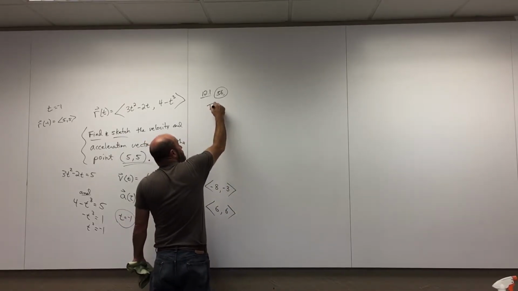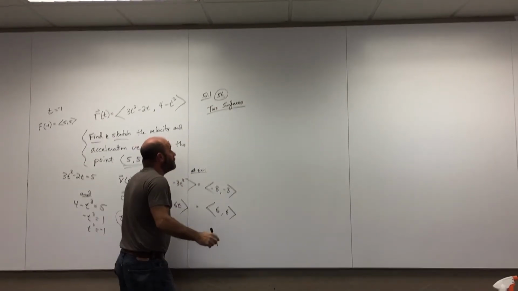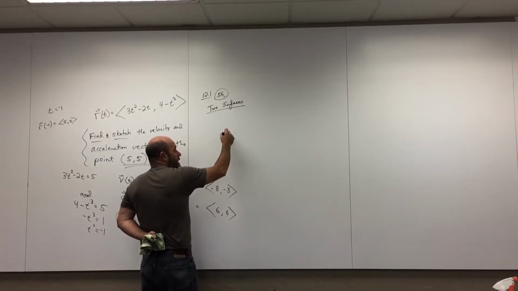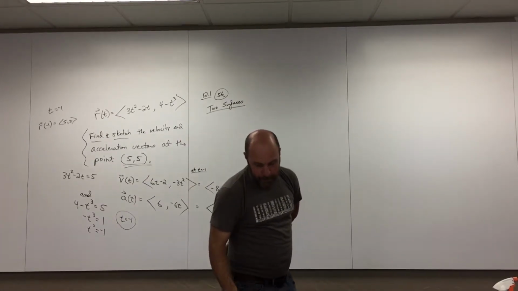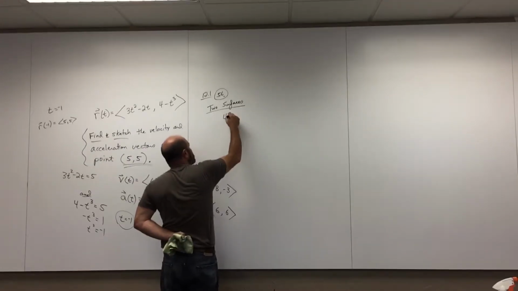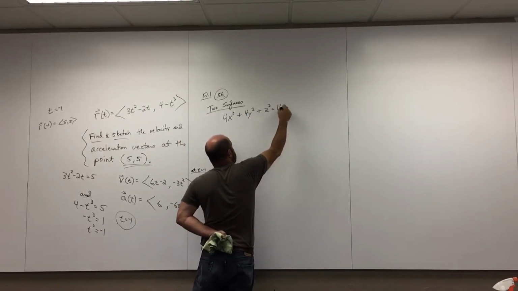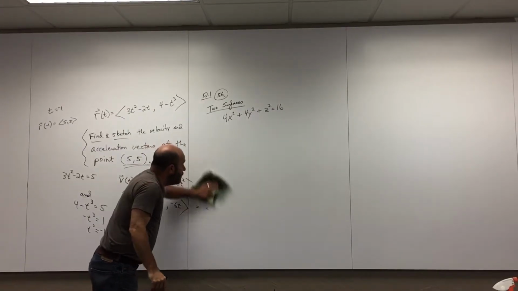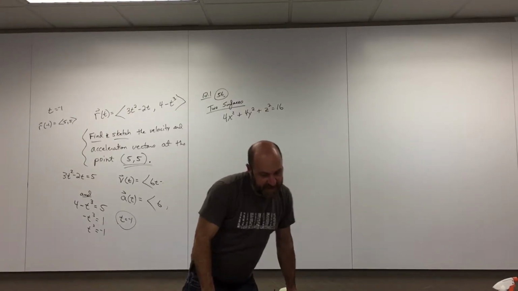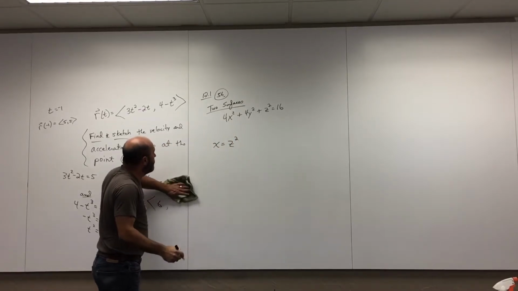You have two surfaces, which is not really a chapter 12 topic. Surfaces were a chapter 11 topic. And here are the two surfaces. 4x squared plus 4y squared plus z squared equals 16. The other surface is x equals z squared. Wow.